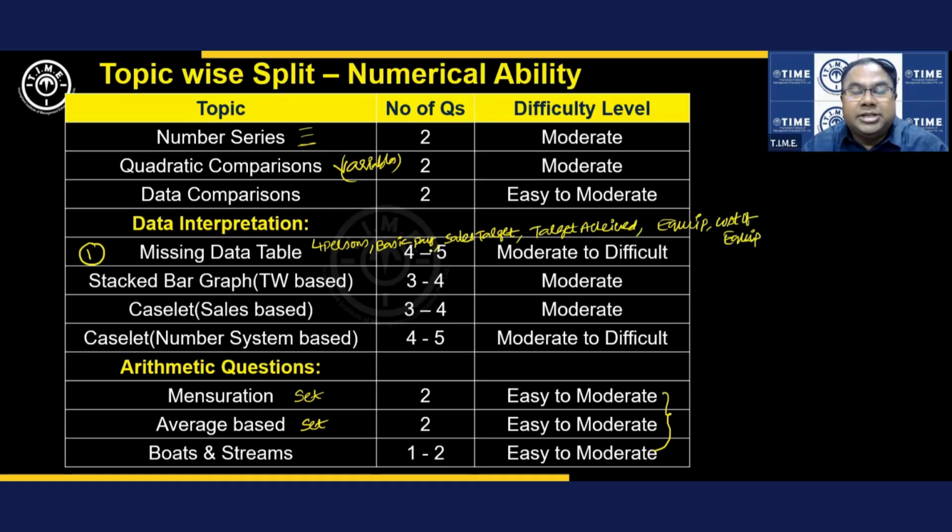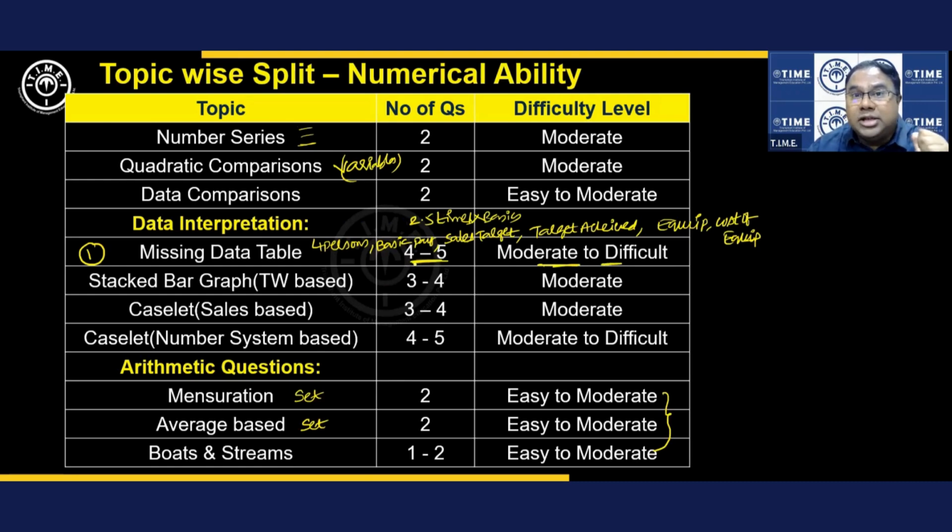That means certain data is missing. And also you need to calculate, sales target is 2.5 times of basic pay. You need to fill these blanks. You need to calculate the unknowns depending on the data given in the question. So definitely a time consuming calculation based set. So we have classified this as moderate to difficult. We have about 4 to 5 questions on this set.